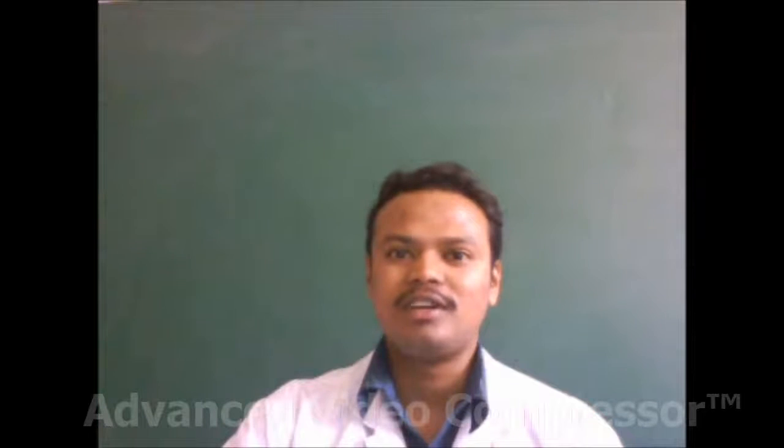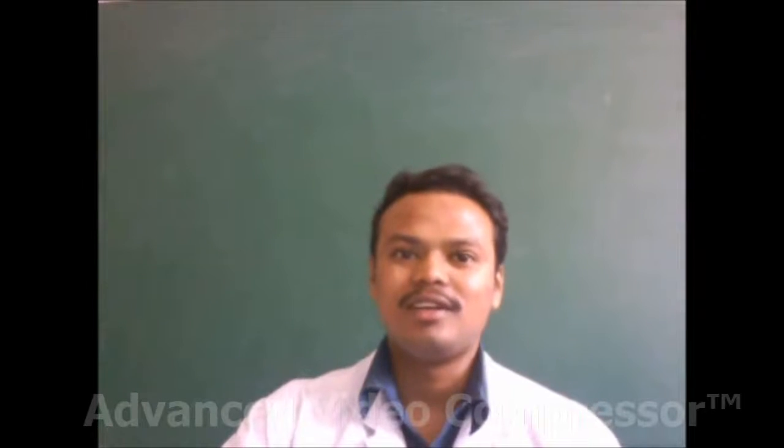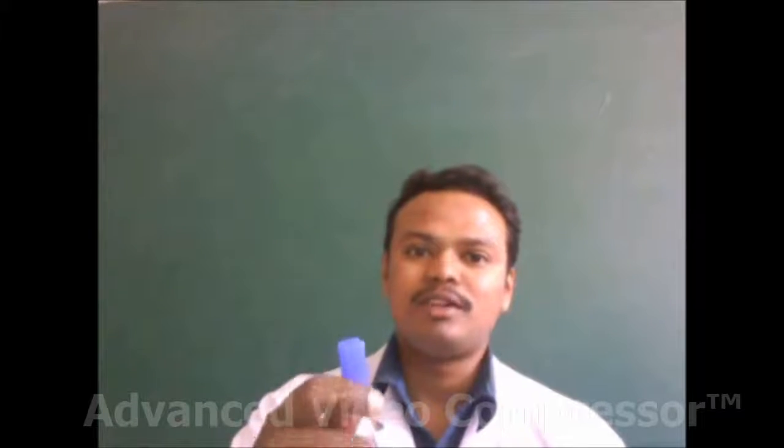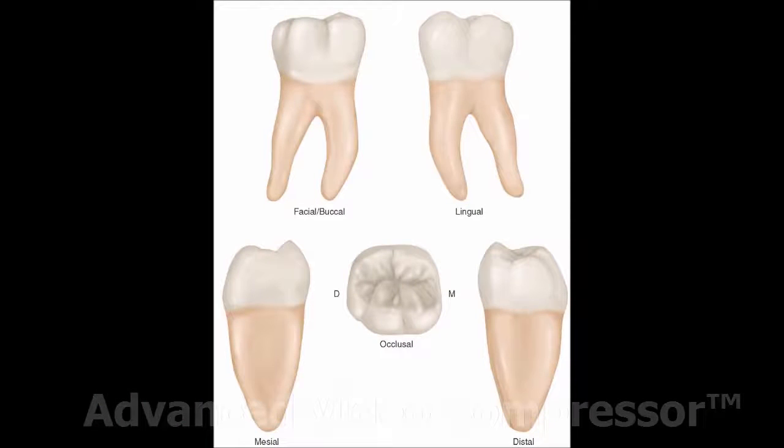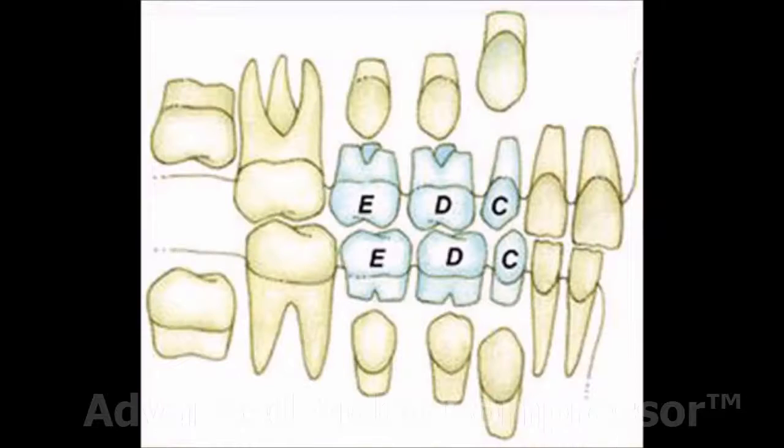I'm here to demonstrate how to carve a mandibular first molar. I have a wax block marked with crown and root lengths. Crown length of the tooth is 7.5 mm. The root length is 14 mm. Mesiodistally it is 11 mm and buccolingually 10.5 mm.